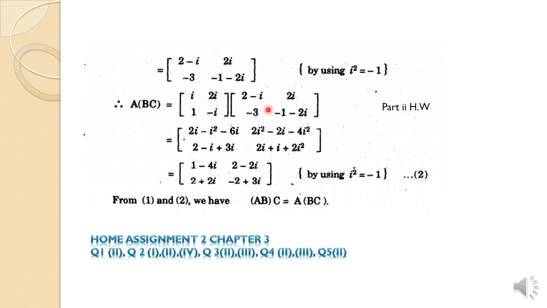This is the matrix A and this is the matrix BC. Now multiply these two matrices, and you know how to multiply these two matrices. So after multiplication you will get this, and substituting the value of iota square equals minus 1, you will get this matrix. And similarly you can prove that from 1 and 2 the left hand side equals the right hand side.